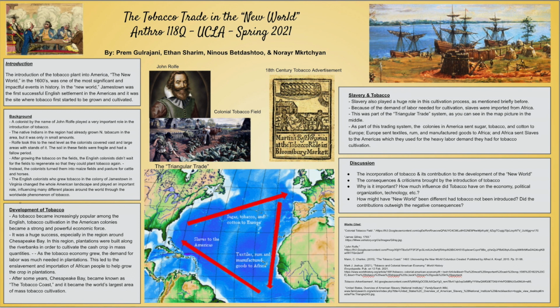The introduction of the tobacco plant into America in the 1600s was one of the most significant and impactful events in history. In the New World, as it was called, Jamestown became the first successful colony and settlement. And here, it was the site where tobacco was first grown and cultivated in mass.